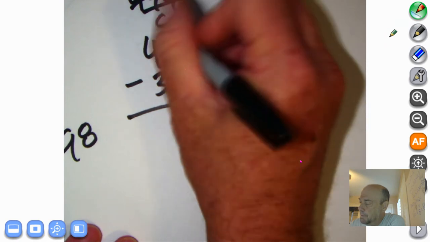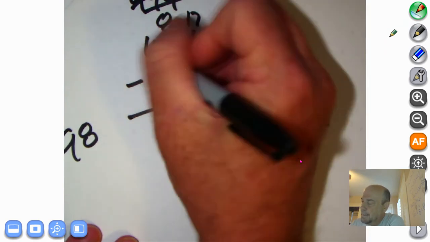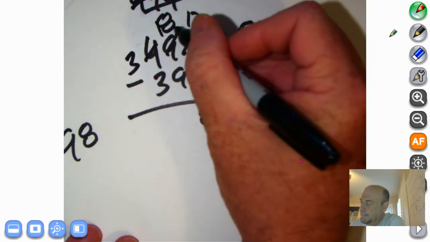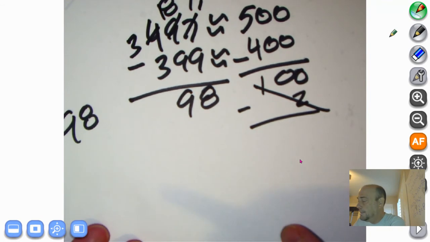So I'm going to decompose here. 10 plus 7 is 17. 17 minus 9 is 8. There's 3. And then we have 18 tens minus 9 tens is 9. And sure enough, I was absolutely correct.